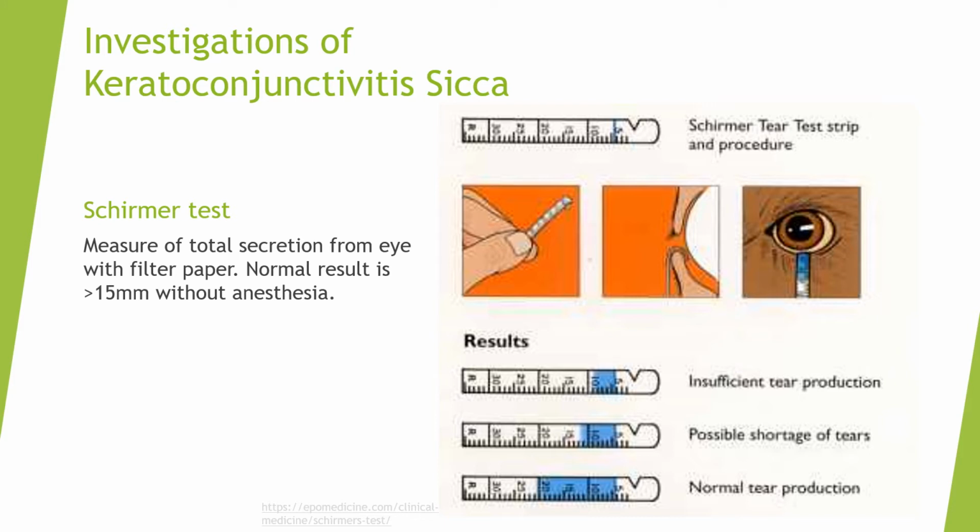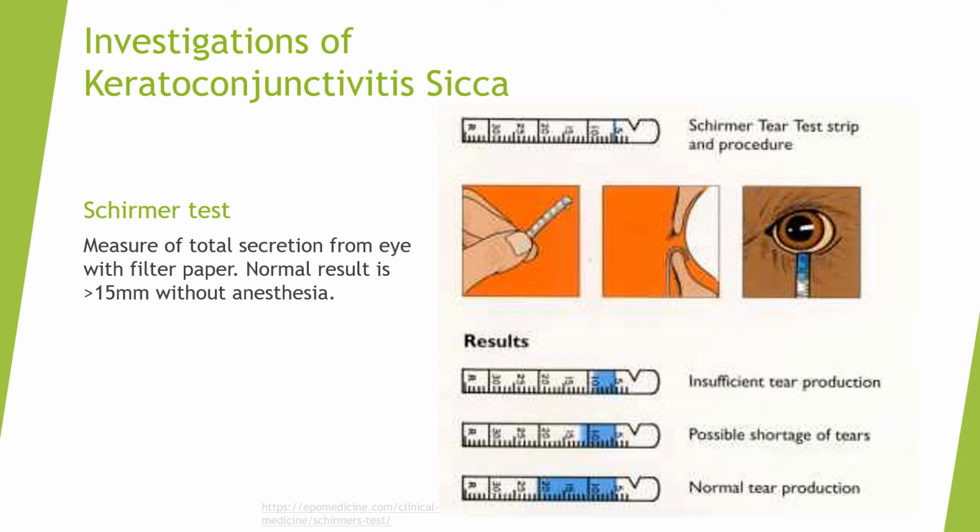The final test that we'll cover is the Schirmer test, and this is basically checking for the amount of tear film produced by putting a filter paper at the edge of the eyelid. The filter paper is placed on the eyelid for 5 minutes, and the amount of tear produced is quantified by how much the tear stain travels along the filter paper.